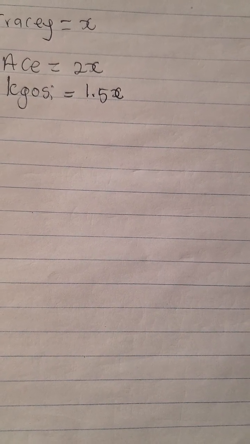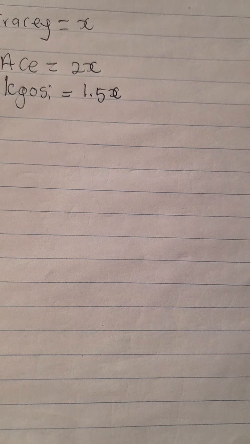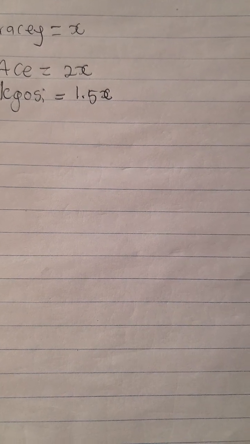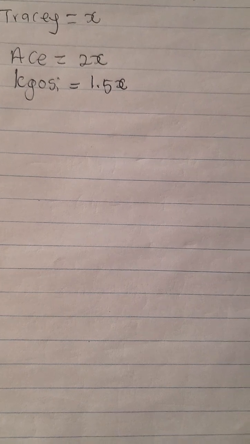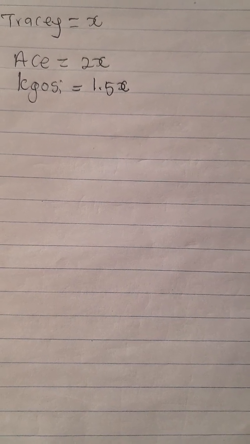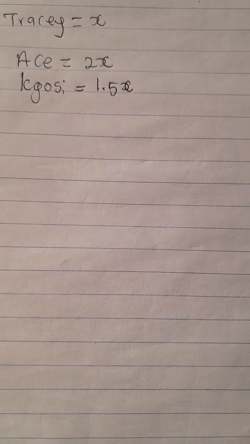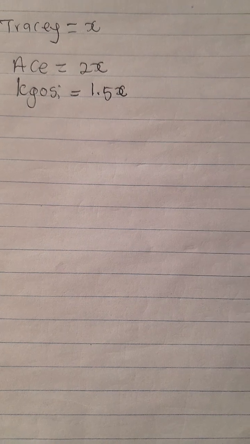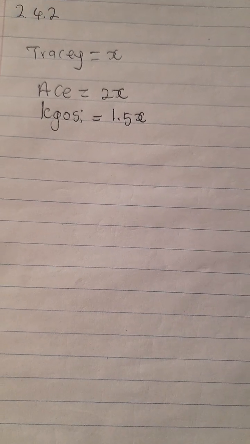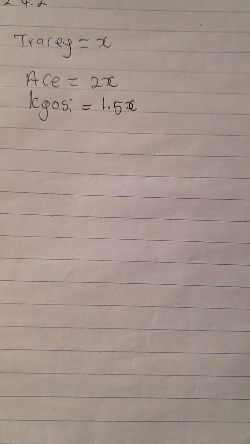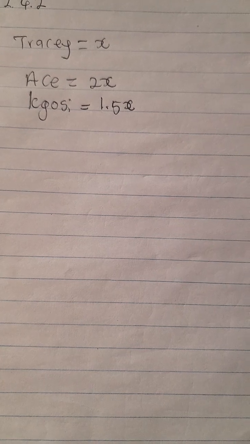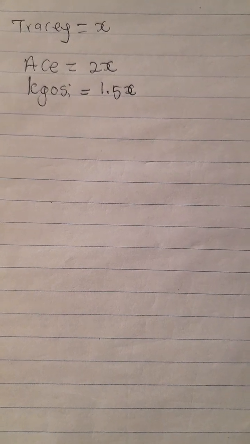Someone may ask, Richard, where did you get 1.5? I just added 1 plus half, then it gives me this, right? So 1.5x. So that's how it should be. Tracy had x and Ace has 2x, Khosi 1.5x.